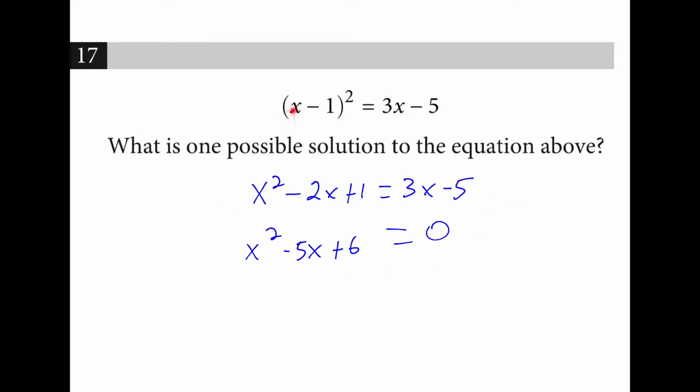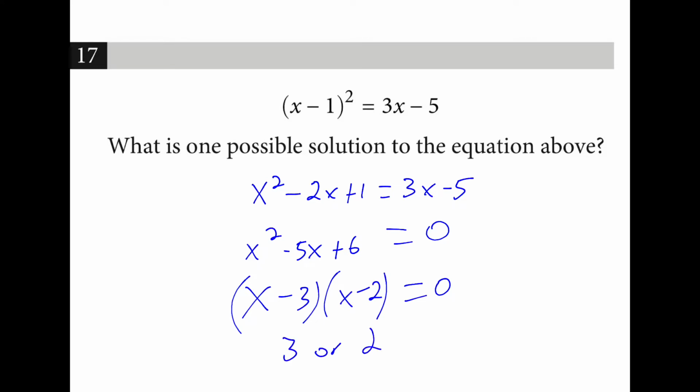The first thing I do is expand x minus 1 squared, which gives me this. Then I want to solve the right side for 0, so I'm going to move over 3x by subtracting and move over negative 5 by adding. What are two factors of 6 that add up to 5? That's going to be 3 and 2, and they're both going to be negative. So one possible solution is 3, another possible solution is 2. Both of those would work.